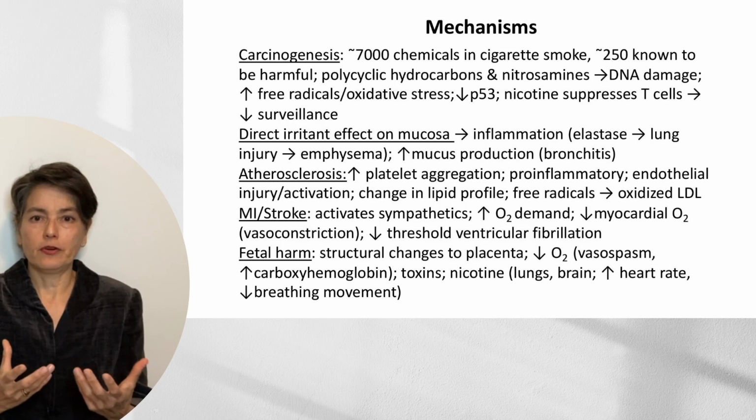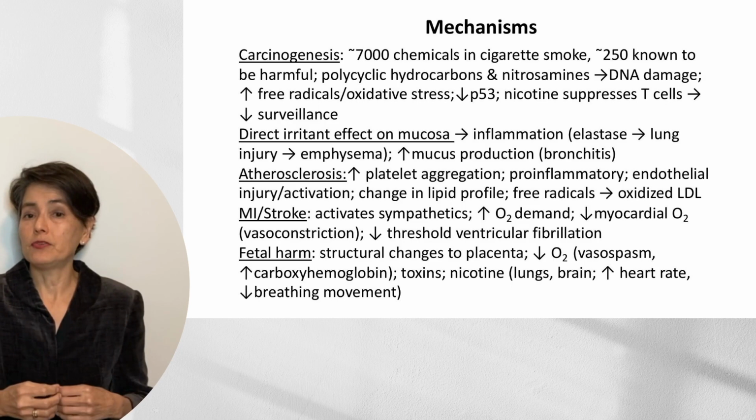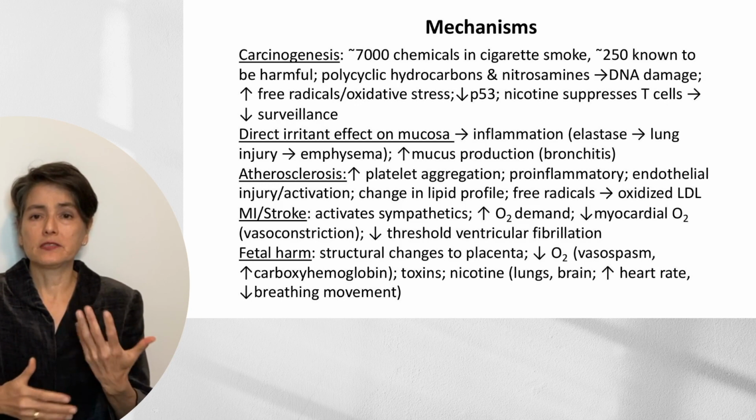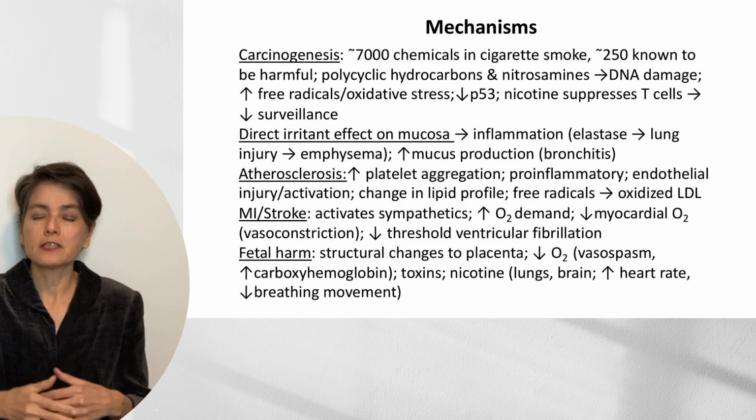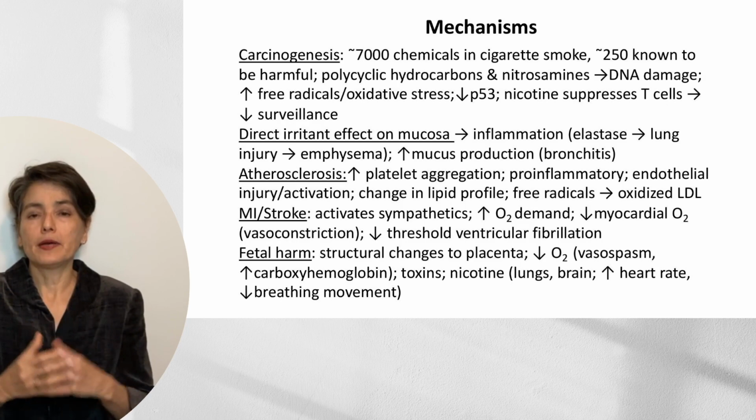Now, there are a lot of them, and they all have different effects, but we know the effects of some of them. So polycyclic hydrocarbons and nitrosamines are known to cause DNA damage. When you have that DNA damage, if it's not repaired by P53, which incidentally doesn't work as well when you have someone who's smoking, this can lead to mutations that then lead to malignancy. So cigarette smoke is going to increase free radicals and oxidative stress brought on by these chemicals, and this oxidative stress can once more affect DNA.